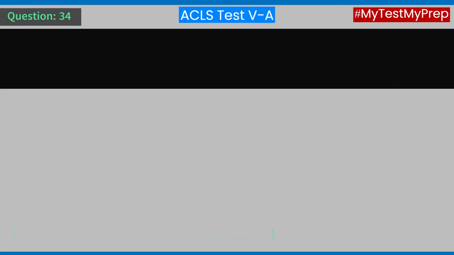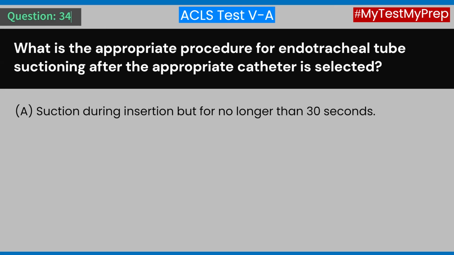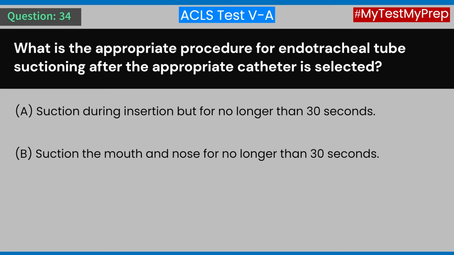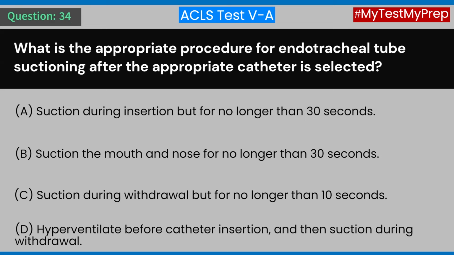Question 34. What is the appropriate procedure for endotracheal tube suctioning after the appropriate catheter is selected? A. Suction during insertion but for no longer than 30 seconds. B. Suction the mouth and nose for no longer than 30 seconds. C. Suction during withdrawal but for no longer than 10 seconds. D. Hyperventilate before catheter insertion and then suction during withdrawal. Answer C. Suction during withdrawal but for no longer than 10 seconds.